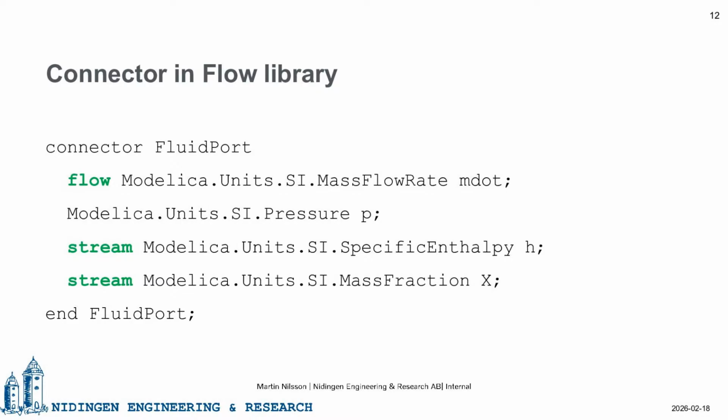So we had a fluid port. You have to have a flow variable. We chose mass flow. We have a potential variable. Pressure is an obvious choice in fluid systems. We have two stream variables. We use enthalpy and we use a mass fraction x. But in all practicality, you can use s. X can be almost whatever, depending on how you write your media model.